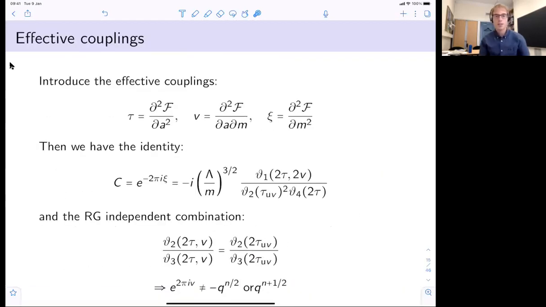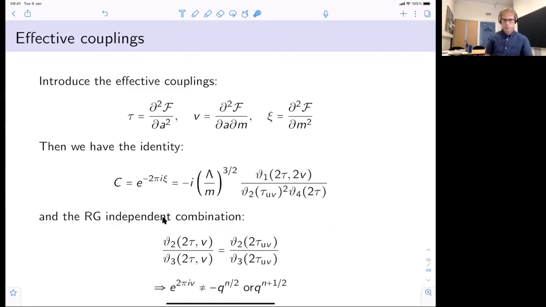Okay. Are there any questions about these aspects? Any question? If not, you proceed. Okay.